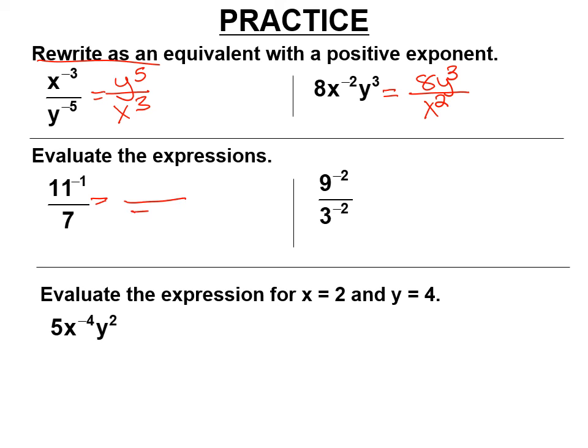All right, the 7 stays where it is. The 11 goes down there and becomes 11 to the first. There's nothing left up there, so 1. 1 over 7 times 11, 1/77th.